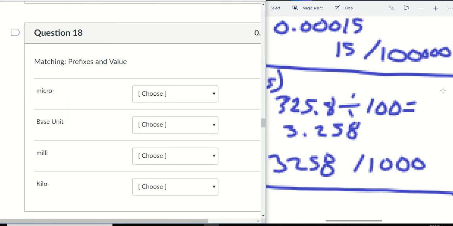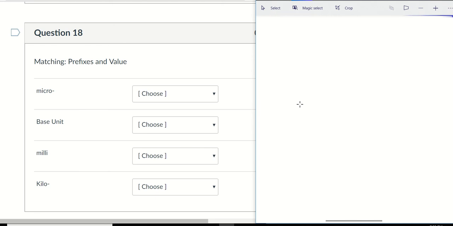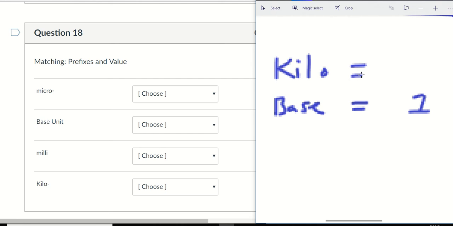All right, well, let's see. We got our base unit. So the base unit has a value of 1. So 1 gram, that's 1. How much is a kilo? If you have a kilogram, 1,000.